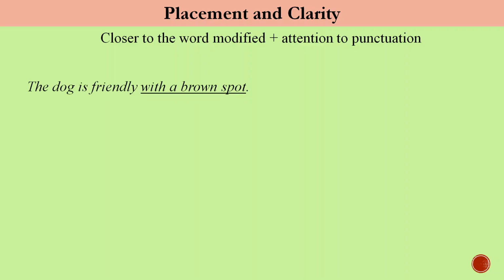Look at the sentence here. The dog is friendly with a brown spot. So with a brown spot, who is with a brown spot? We know it is the dog. So this is wrong. This modifier should be together, or let's say closer to the word dog. So it should be written as: the dog with the brown spot is friendly. Then it'll be better, or let's say correct.